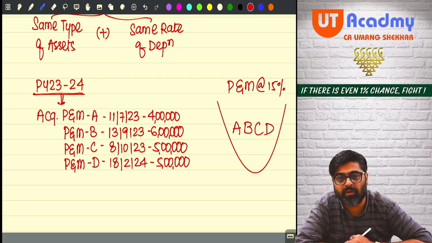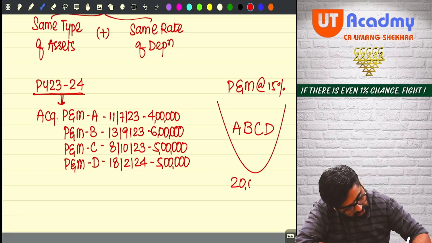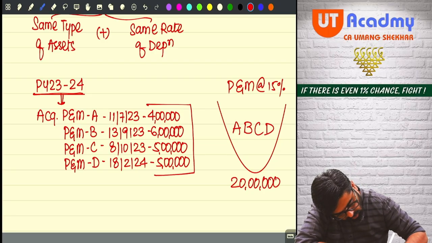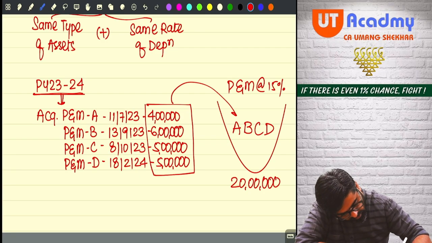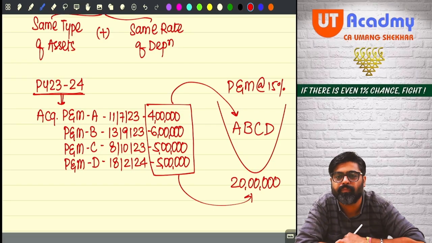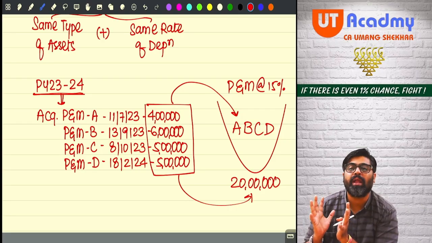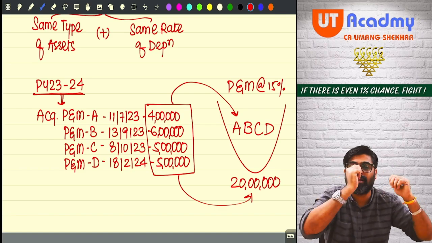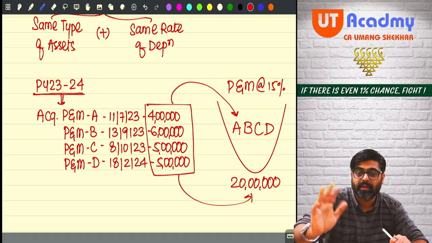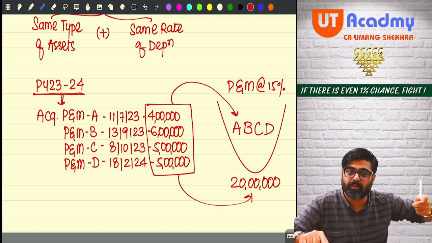What will be the total value of the block? 20 lakhs. Can I say 20 lakh is nothing but the total of the actual cost of all the assets which are there in my block? That is nothing but the value of the block. Now this 20 lakh is nothing but the total actual cost of all those assets which are there in the block. This 20 lakh is not allowed to me at once. This 20 lakh is only allowed in the form of depreciation in small parts.